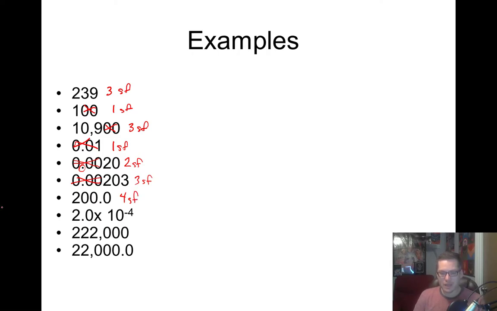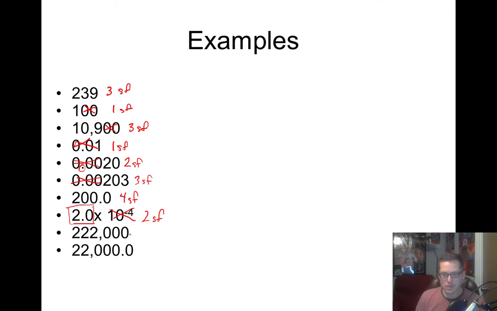Now we've got a scientific notation problem. When you're looking at scientific notation values, you're always going to ignore this part when you're figuring out sig figs. This is what makes scientific notation so awesome, it allows us to keep track of our sig figs. All we have to do is look at our coefficient. However many numbers are in our coefficient, that is how many sig figs you have. So there's 2 numbers, 2 sig figs.